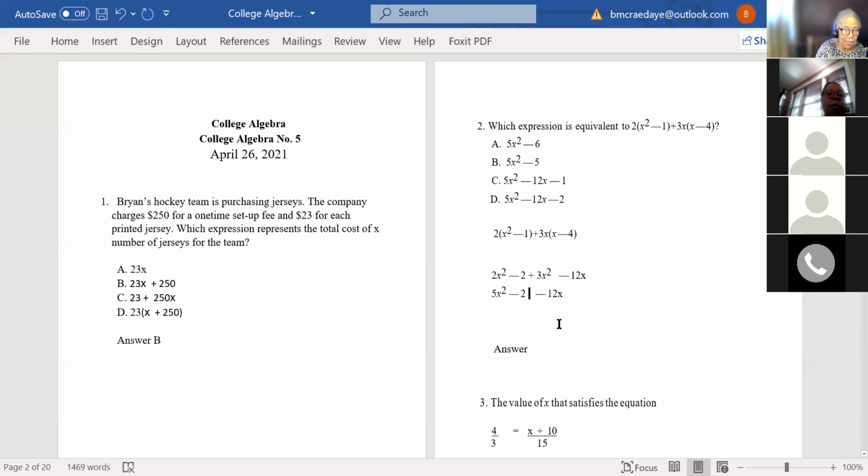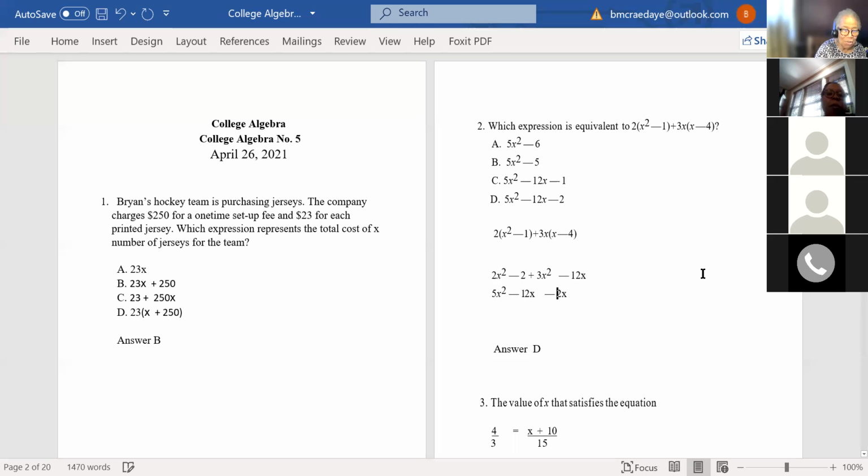So what's the answer? 5x squared minus 6. What's the answer? This is the same as which one up here, A, B, C, or D? C. No, D. It's the same as D. The only thing is I'll put it in the same order, minus 12x. I left off the x, Barbara. That's why I said that. Is that what you did? Yeah, I forgot the x.